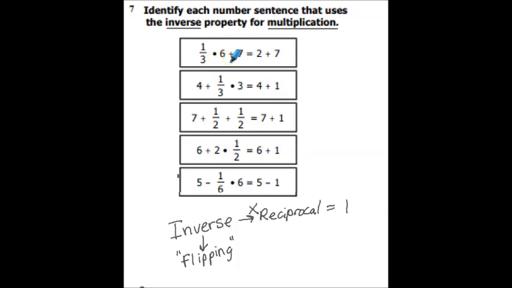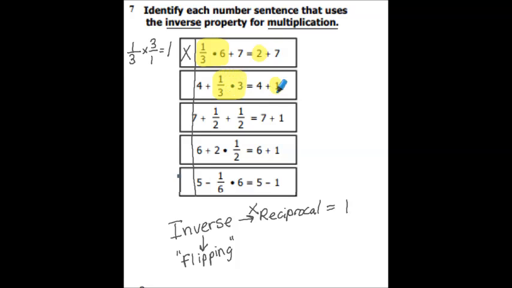In this first sentence, we have 1/3 times 6 plus 7 equals 2 plus 7. So here we're showing that 1/3 times 6 equals 2. So we need to look at this. 1/3 times 6 over 1, so 1/3 times its reciprocal would be 3 over 1. And 1/3 times 6 is equal to 2, but we want to multiply by the reciprocal. And the reciprocal or flipped version of 1/3 is 3 over 1.